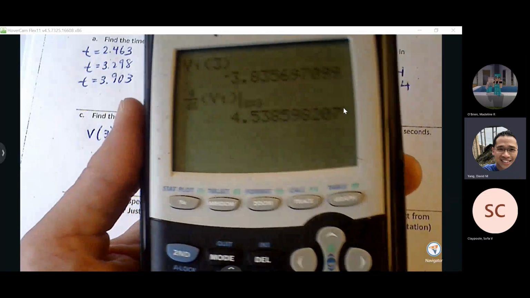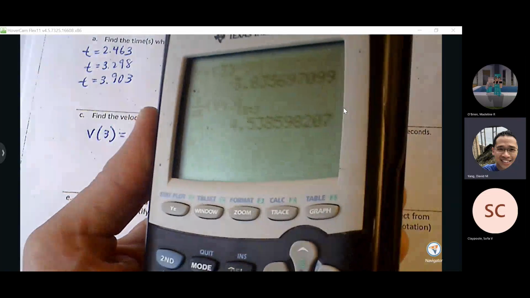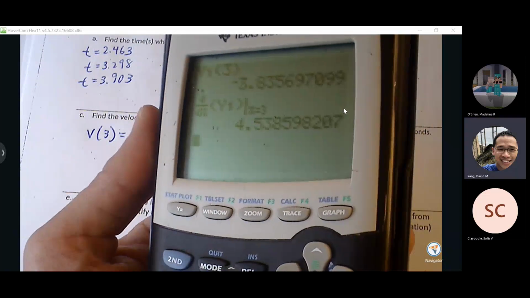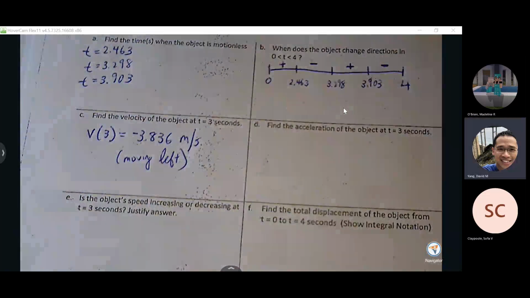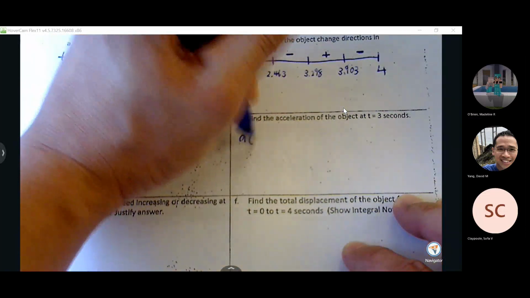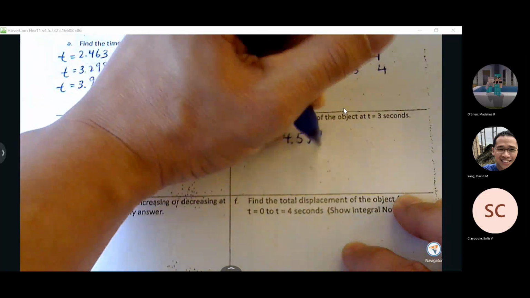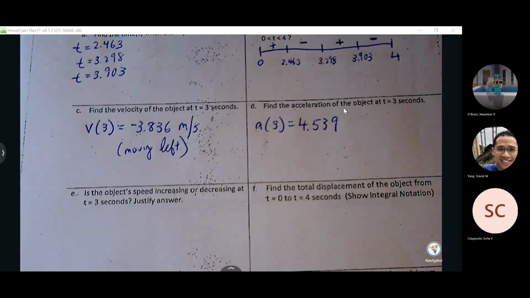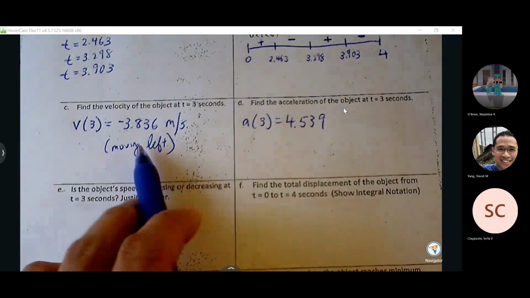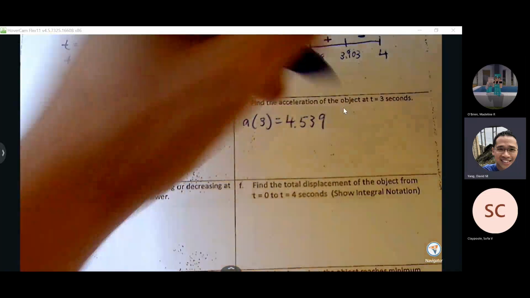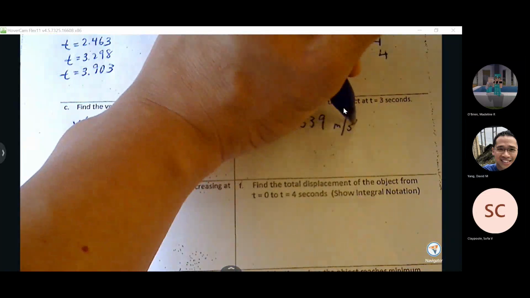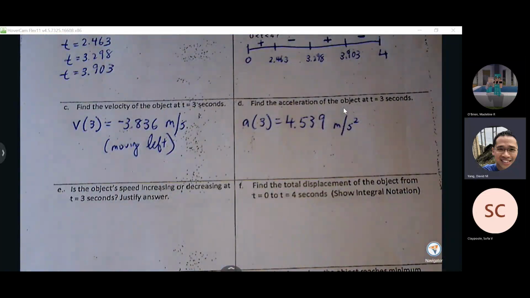So my acceleration is 4.539. And what's my unit of measure? Well, yeah, meters per second squared. Yeah, I can say meters per second, or you can clean it up and say meters per second squared.